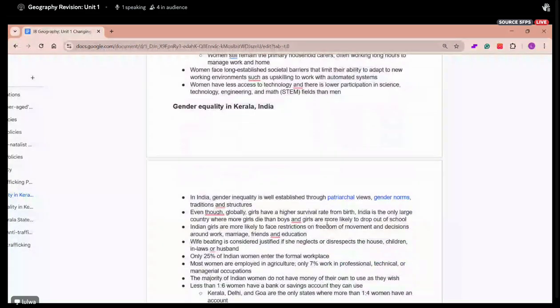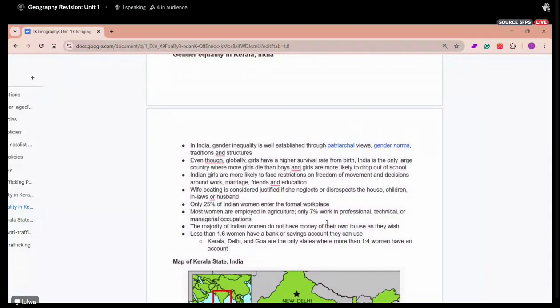So, in Kerala, India, gender inequality is well established through patriarchal views, gender norms, and structures. Even though girls have a higher survival rate from birth, India is the only large country where more girls die than boys, and girls are more likely to drop out of school. Indian girls are more likely to face restrictions on freedom of movement and decisions. Wife beating is considered justified if she neglects or disrespects the house, children, in-laws, or husband. Only 25% of Indian women enter the formal workplace, and most women are employed in agriculture. Only 7% work in professional, technical, or managerial occupations.